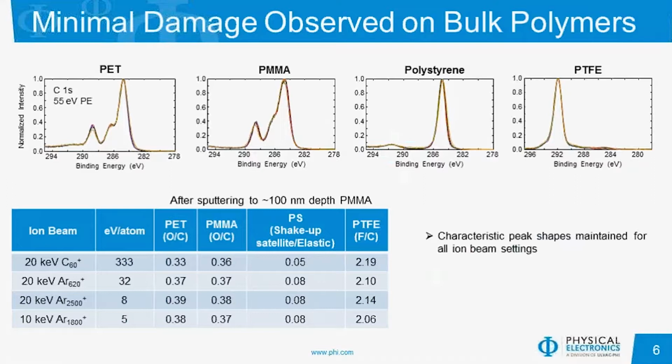And we can see that for the GCIB settings shown here, we maintain similar information across each of the settings. We also notice that for the C60, we have approximately the same damage, but slightly more. We're seeing slightly less oxygen compared to carbon when compared to these other settings as well. But in general, we are maintaining the overall structure and shape of the peak of interest.